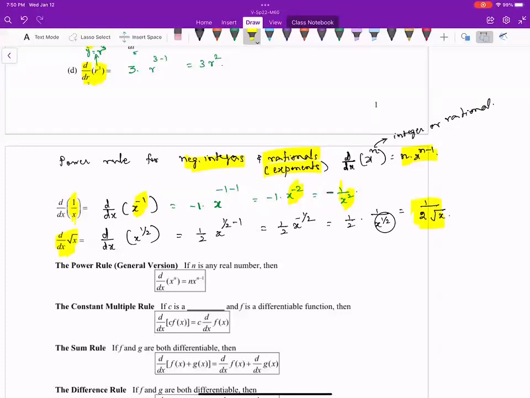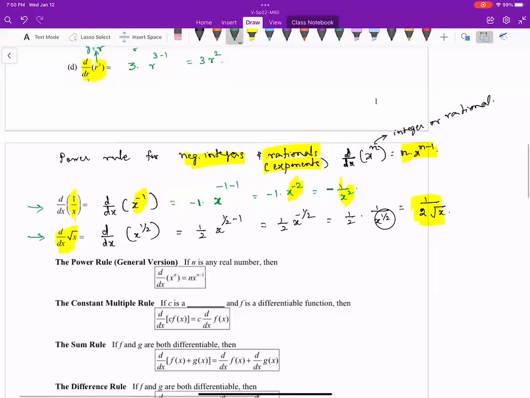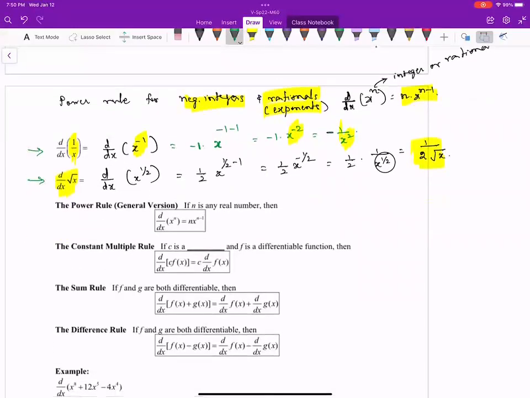These two are often used, so it's worthwhile memorizing them. The power rule, in its general version: if n is any real number, then d by dx of x to the power n is n x to the power n minus 1.